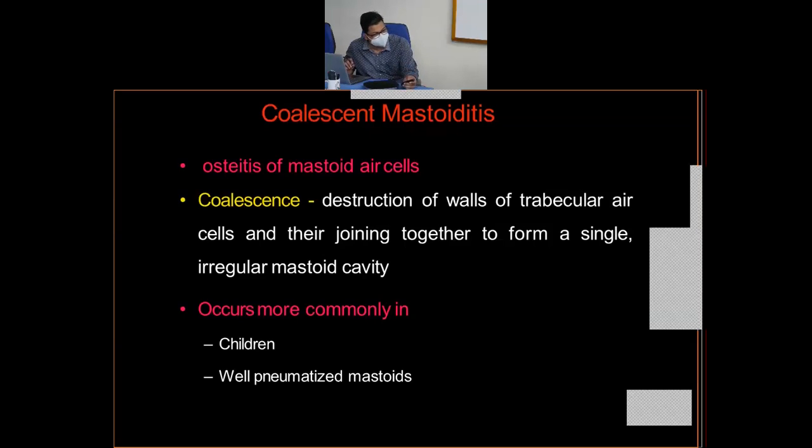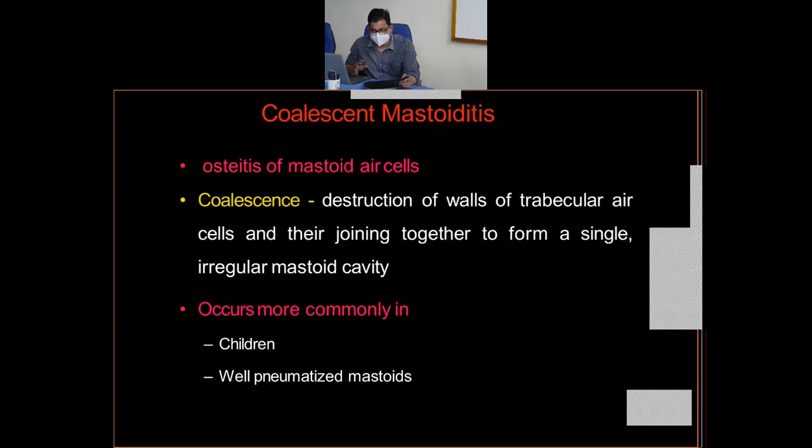This is the most dangerous, where all the bony trabeculae break down, and it will lead to coalescence. Okay, it mostly occurs in children and in well pneumatized mastoids. If there is a sclerotic mastoid, with no air space and no trabecula, then the infection cannot cause any trabecular destruction, because there is no trabecula. So the spread of the infection will be restricted.